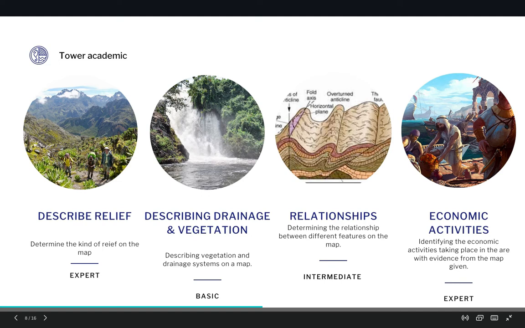Then we shall also now look at the relationships. Now in these relationships, we shall be looking at how one aspect is affecting the other. For example, if I've looked at relief in terms of gentle slopes, steep slopes, ridges, plateaus, and all that, you find out that we shall now relate it with, say for example, drainage.